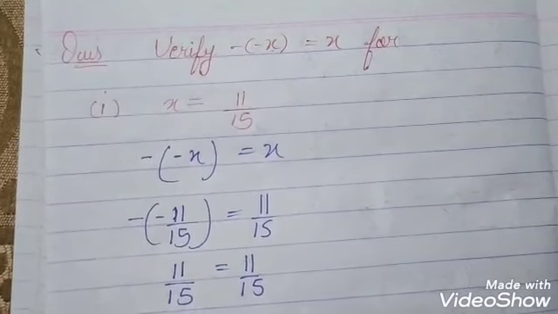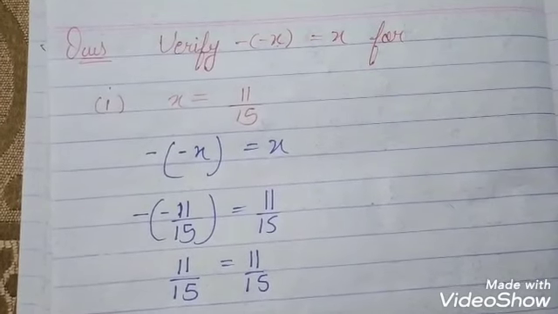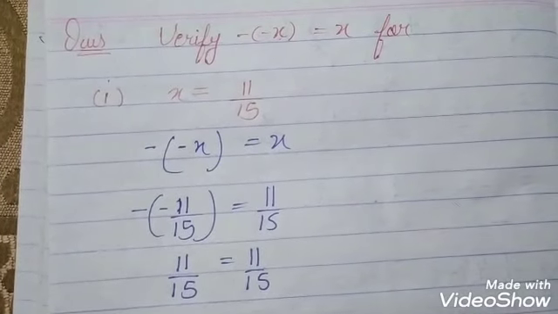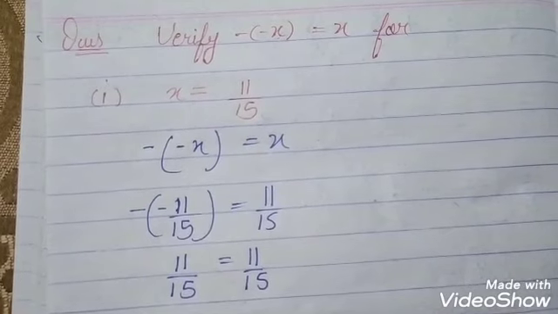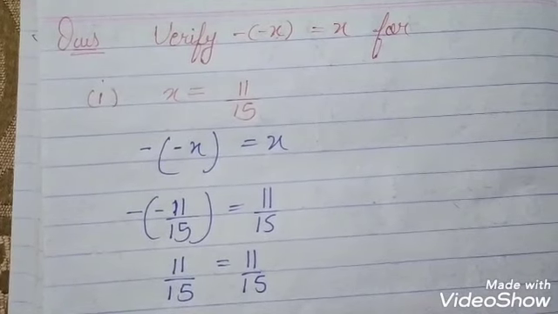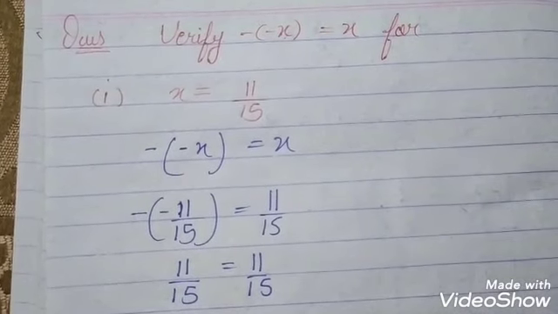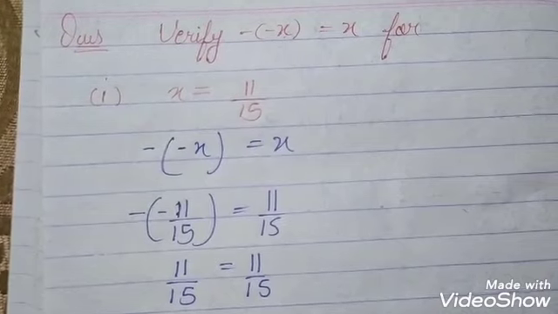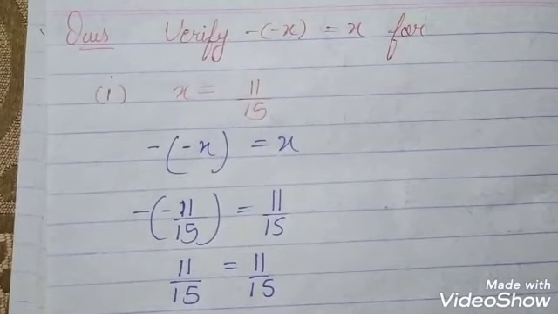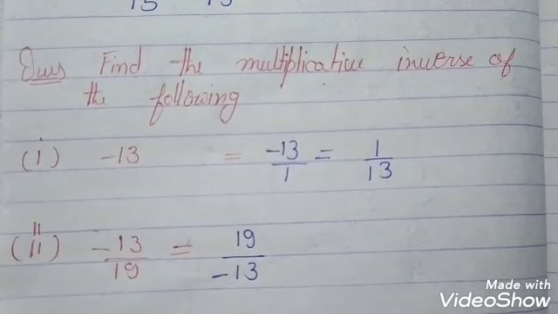Okay students, now move to our next question, and our next question is: verify minus x is equal to x, for part 1, x is equal to 11/15. Firstly, we write our question, minus x is equal to x. Then we put the value of x in place of x. So minus of minus 11/15 is equal to 11/15. Now you all know that minus of minus is plus, so plus 11/15 is equal to 11/15, and our equation is verified.